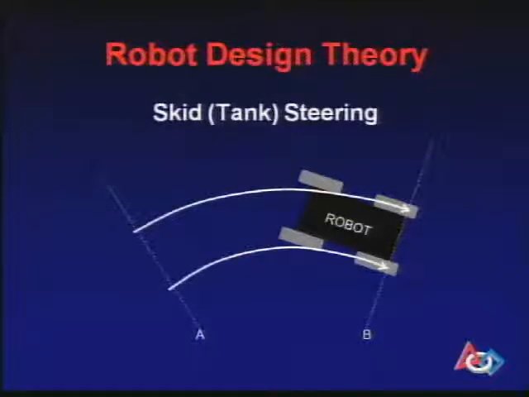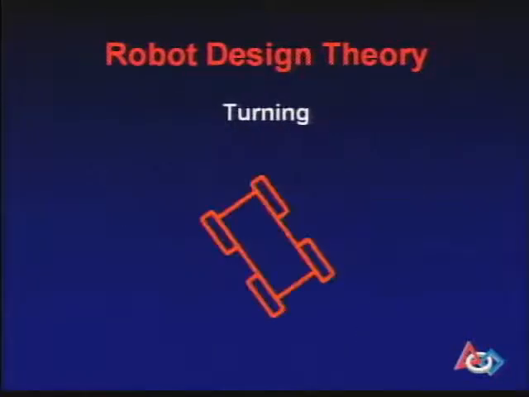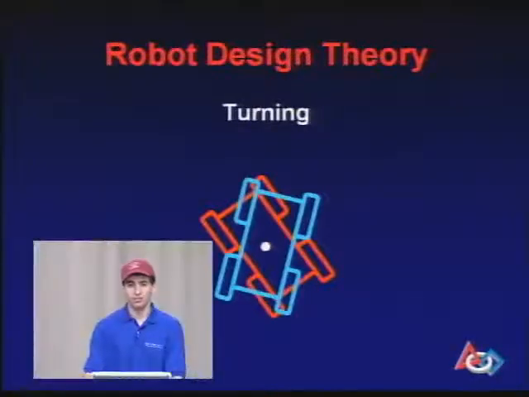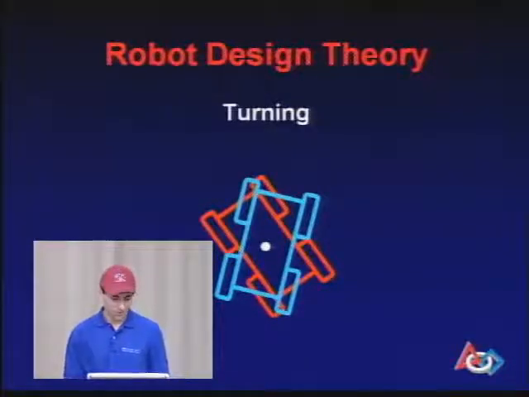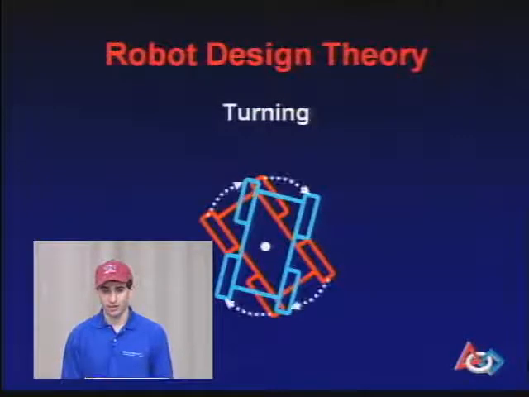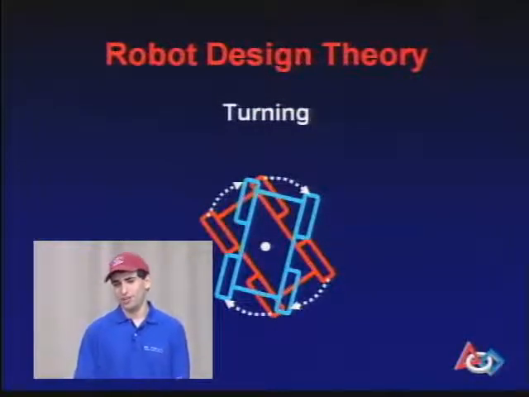However, this kind of steering does have some drawbacks. Let's look again at what happens as this robot turns. Here again we have our box on wheels, and it's just going to turn from this red position into this blue position. Now when it turns, it's going to turn about some point in the center of the robot, say where this little white dot is here. And watch the paths that the wheels are going to travel. And you'll notice that in addition to turning, the wheels actually have to move sideways.